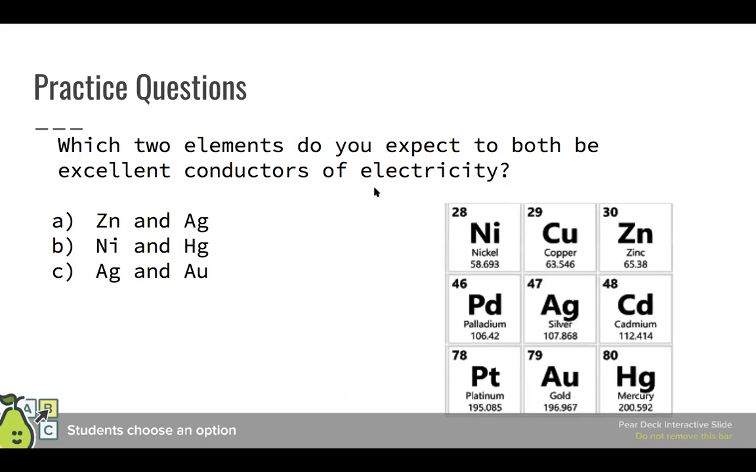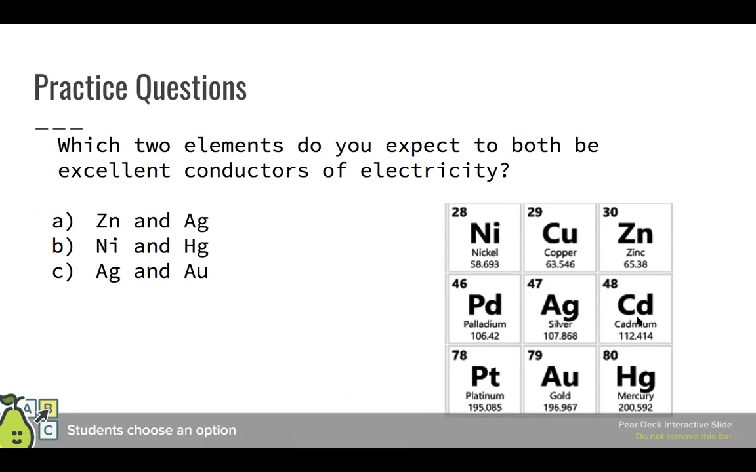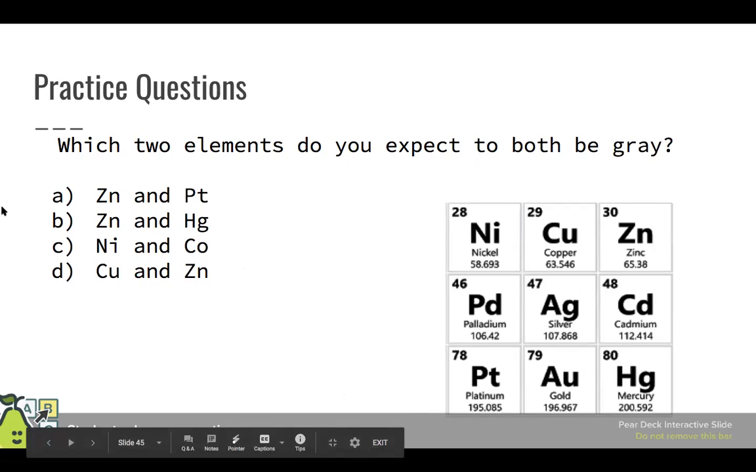Let's apply that same sort of logic over here. Which 2 elements do you expect to both be excellent conductors of electricity? A note here that all of these conduct electricity, but some are excellent conductors of electricity. Okay, applying the same thinking here, which 2 are in the same family? We see here that Ag and Au, silver and gold, are the only ones in the same family. So the answer was C before.